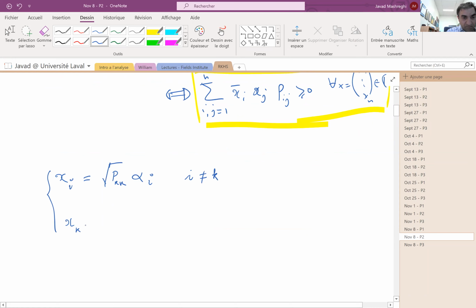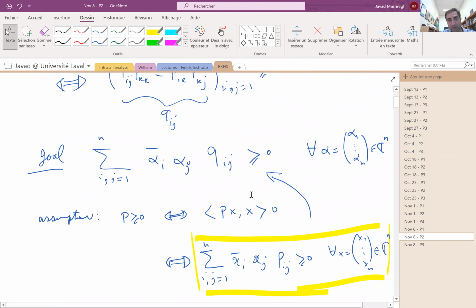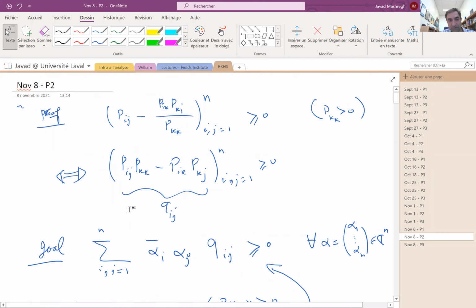and xk, it's minus 1 over root Pkk sum j from 1 up to n, j not equal to k, Pkj alpha j. And the rest is just calculation. It means that we plug xi here, and xj there, and we simplify. And then after a few lines, we arrive at this.